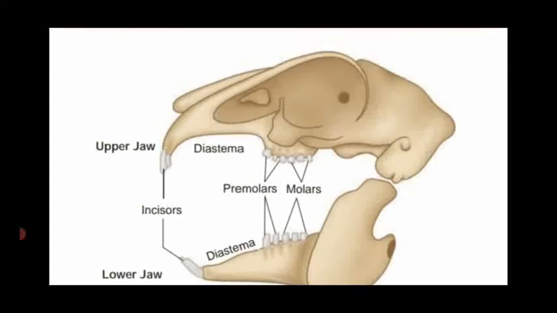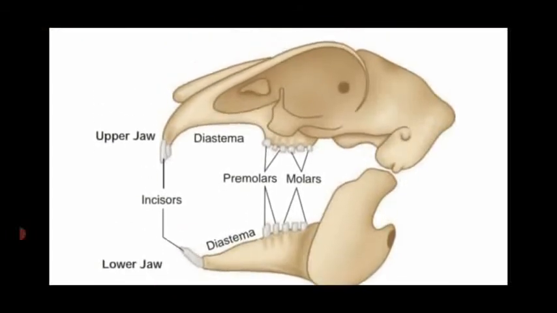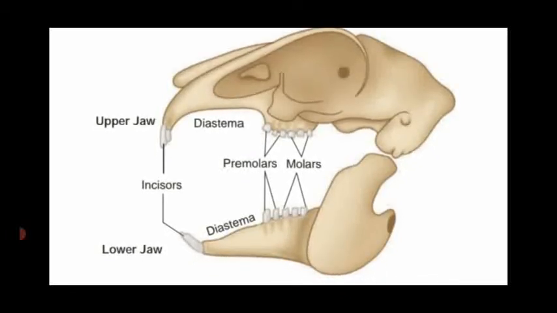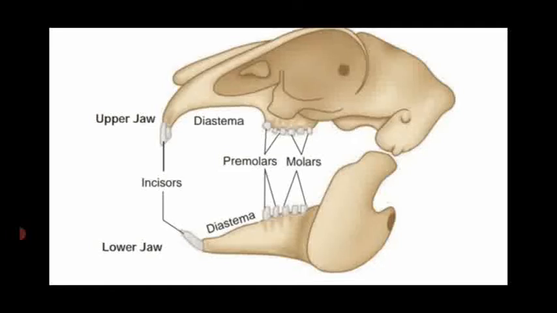Once again, the rabbit mouth region consists of upper jaw and lower jaw, which contain teeth. Upper jaw consists of incisor, canine, premolar and molar. Lower jaw, incisor, canine, premolar and molar. But in the rabbit, canine is absent. It forms a cavity or a gap. A gap between incisor and premolar is named diastema, which helps in mastication and chewing of the food material.